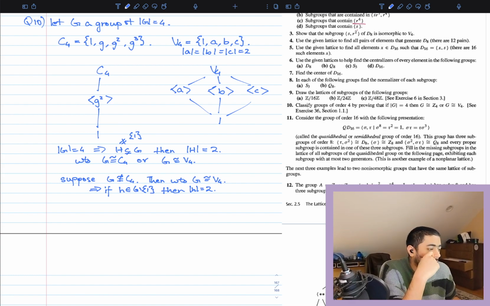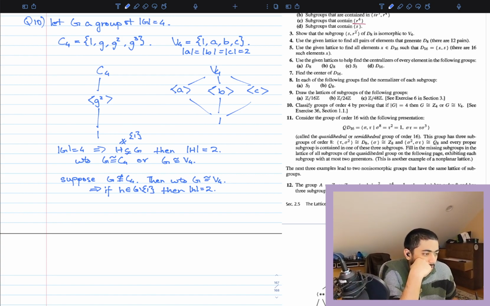Lagrange says that the order of any element divides the size of the group. The group is size 4, and if there was an element of order 4, then that would be a generator, which would imply that G is isomorphic to C4. But that can't happen, because we assumed that it's not cyclic. So nothing can have order 4. Finally, we're also assuming that this element H is not 1, so it also doesn't have order 1. The only other option is for H to have order 2.